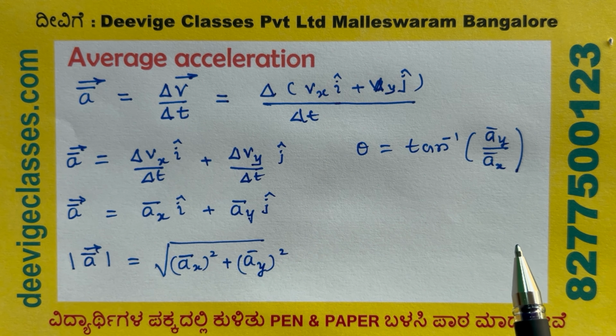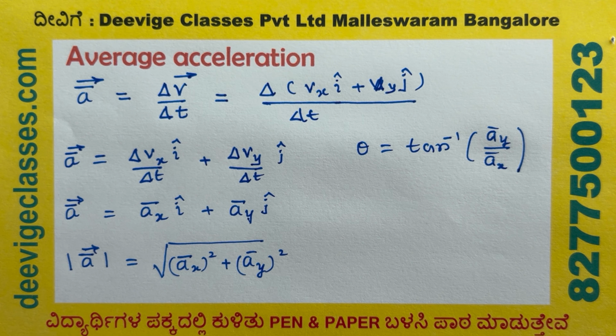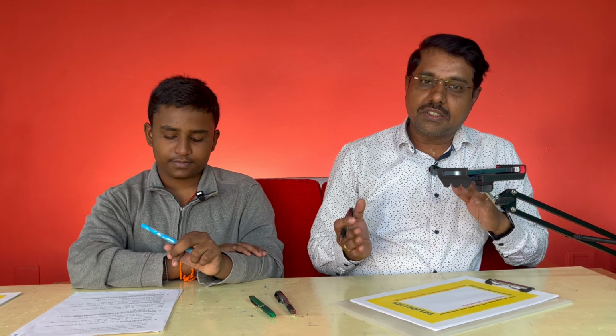Then we'll define what is instantaneous acceleration. Okay. Now let us define instantaneous acceleration. How did we define instantaneous velocity? Do you remember? The limiting value of average velocity as time approaches zero is called instantaneous velocity.